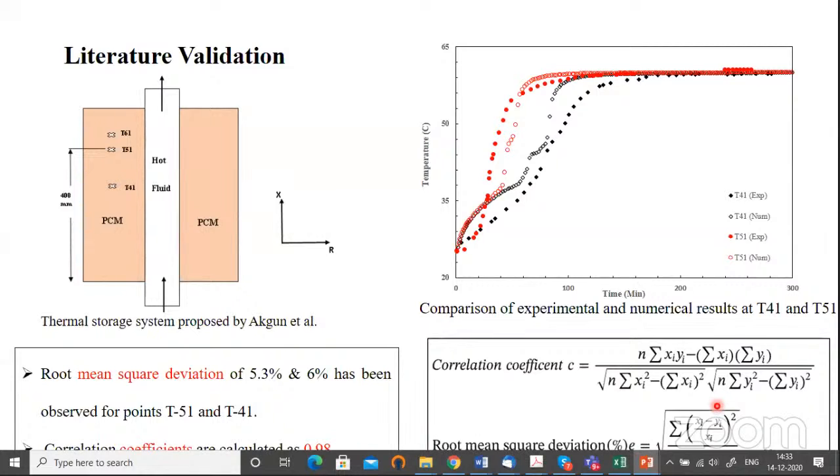Now, we wanted to go into much more detail at the exact locations depicted by the literature. In that case also our root mean square deviation was not more than 6% for the various locations depicted by previous literature, like Aggun et al., who have done one study. So we compared with that and found RMS deviation not more than 6% for the two locations given by them.